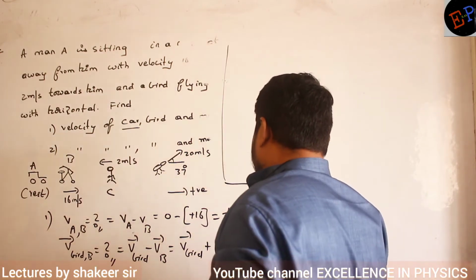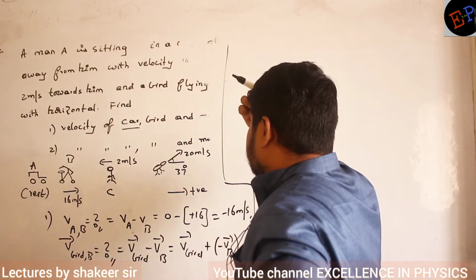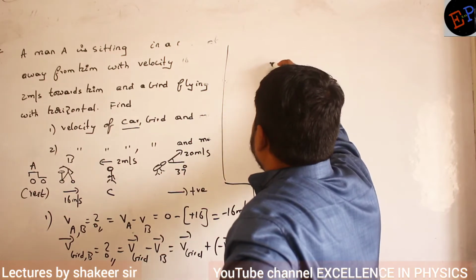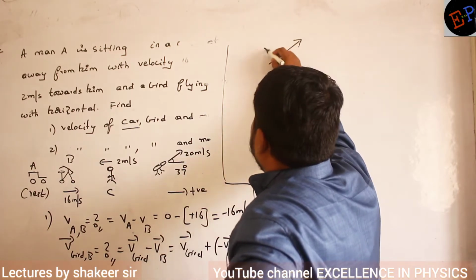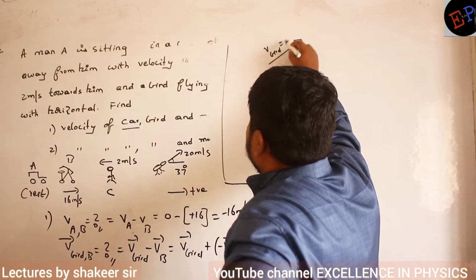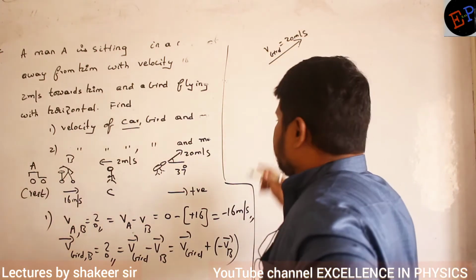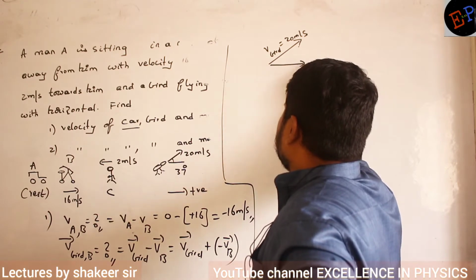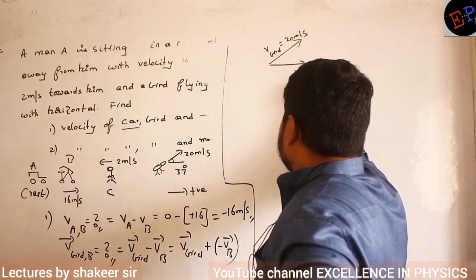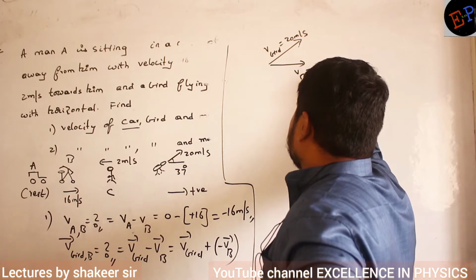So first of all, draw both the vectors. Velocity of the bird is in which direction? Velocity of the bird is like this. How much is its velocity? 20 meters per second, making an angle of 37 degrees. The velocity of person B on the bike is in this direction. And what is the velocity of bike B? It is 16 meters per second.